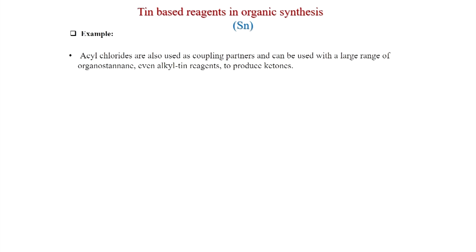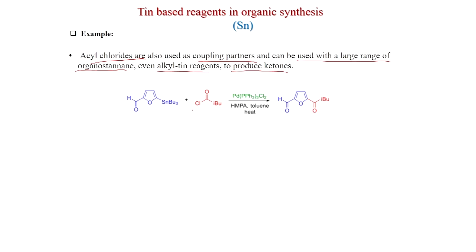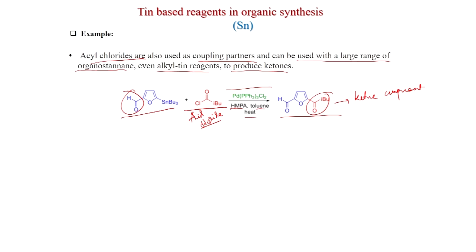Some more examples. Acyl chlorides are also used as coupling partners and can be used with a large range of organostannanes, even alkyl tin reagents, to produce ketones. So, this is an efficient method to generate ketones from acid chlorides. You can see this is the acid chloride, and this is the tin compound with the furan motif, also an aldehyde motif, and when you mix them with this catalyst and HMPA, toluene, heat, you get this product. This is the ketone component, which is coming from the acid chloride. So, SnBu3 is displaced by this group. This was published in 1993.